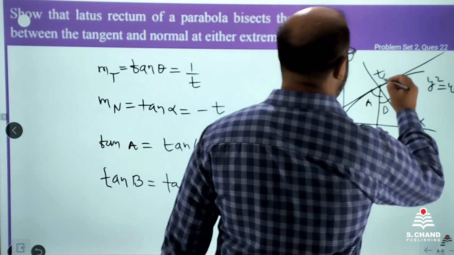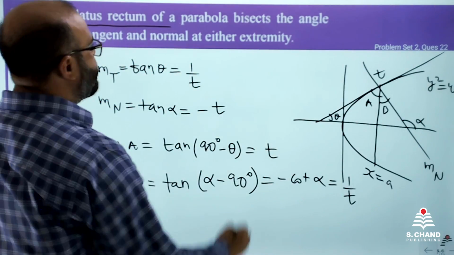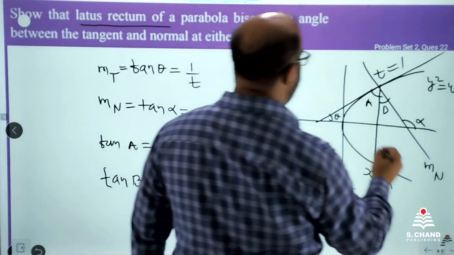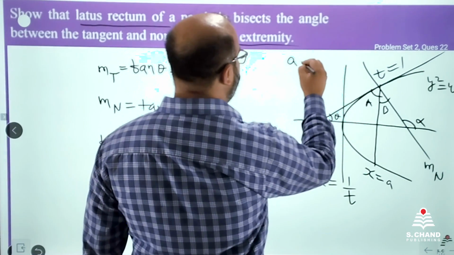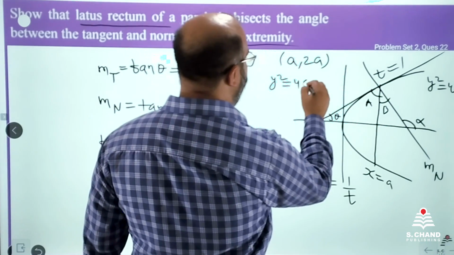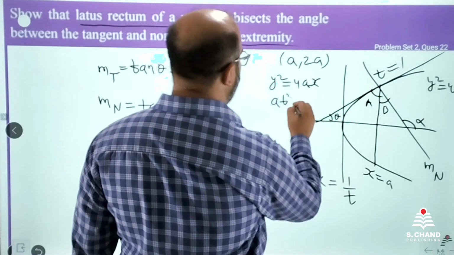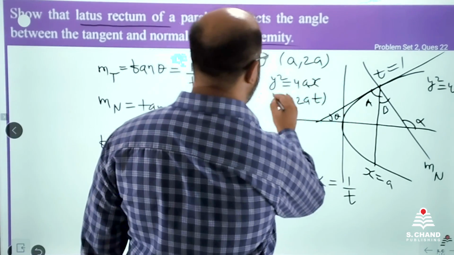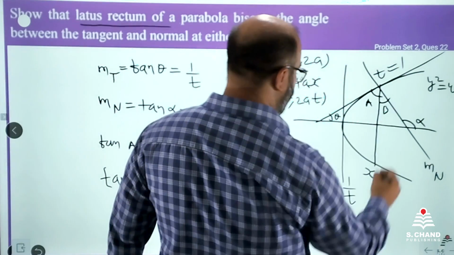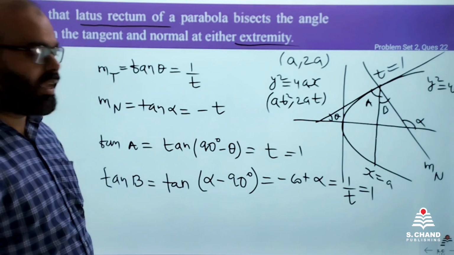Now this point is actually the latus rectum extremity. As we know, the extremity is a comma 2a. So if we take y square is equal to 4ax, then there at square comma 2at will have t equal to 1. So finally t is equal to 1, and if we take t is equal to 1, this will also be 1. So we can say that tan A and tan B are same, that is A is equal to B.